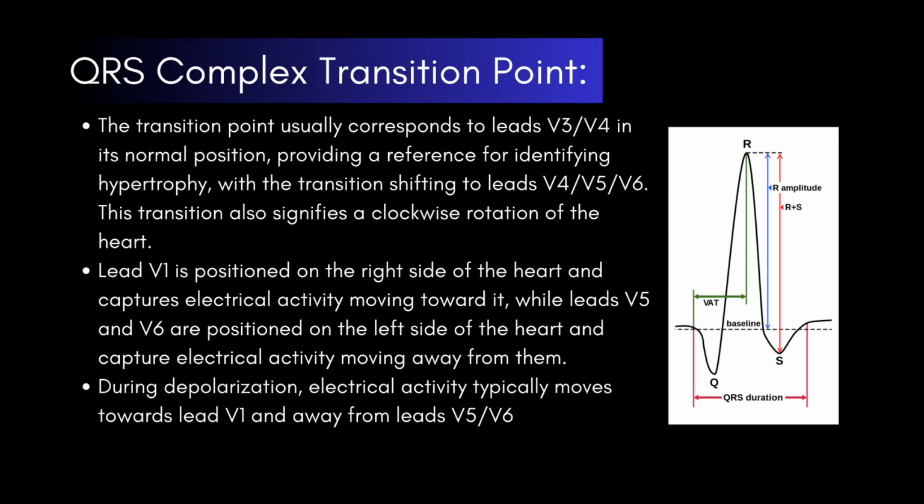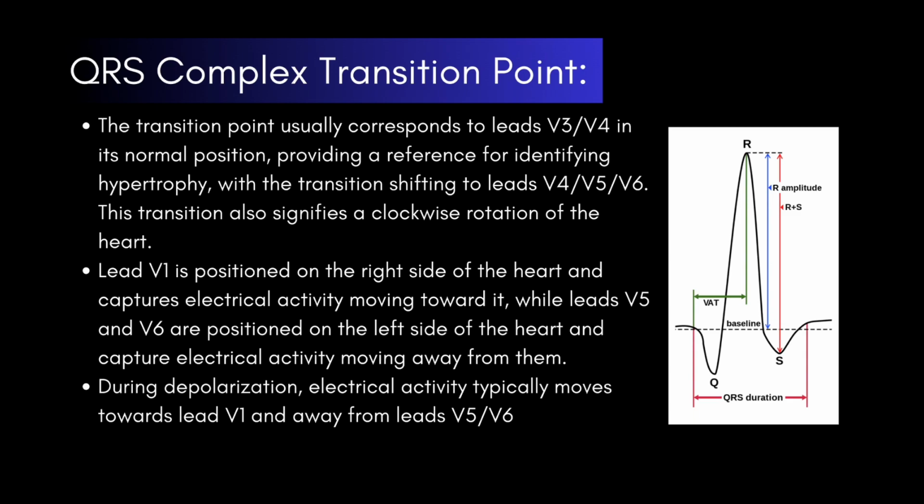Next, I'd like to talk about the QRS complex transition point. The transition point for the QRS complex usually corresponds to leads V3 and V4 in its normal position, providing a reference for identifying hypertrophy with the transition shifting to leads V4, V5, and V6. This transition also signifies a clockwise rotation of the heart.